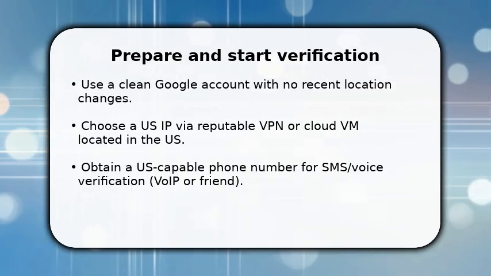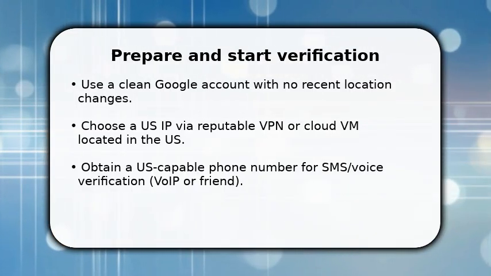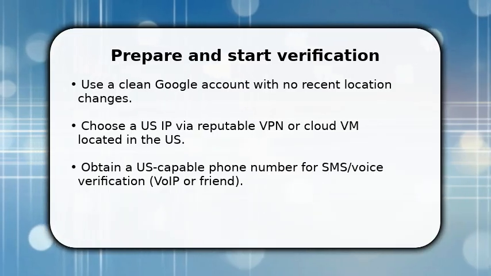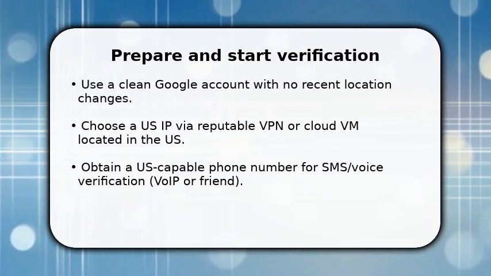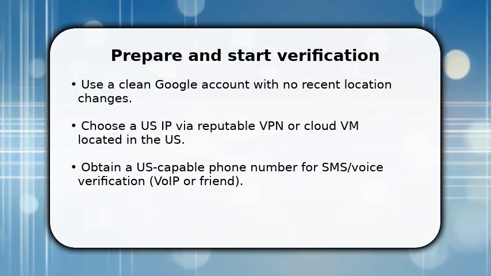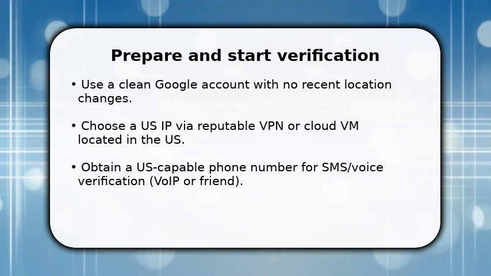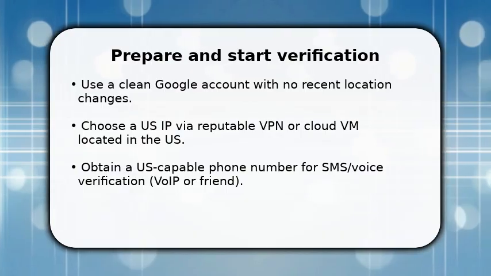Next, secure a US-capable phone number you can receive SMS or voice calls on. This can be a VoIP service that accepts Google verification or a cooperating friend. Once done, make sure the account's language and payment/profile region are set to United States before proceeding to Google Voice.